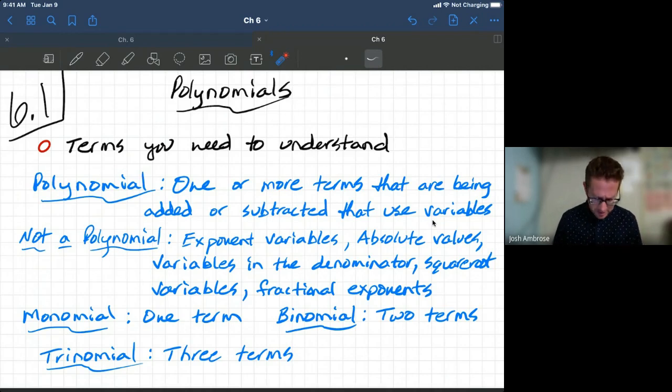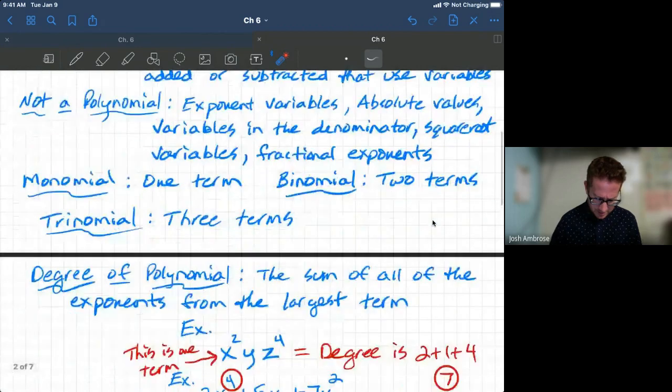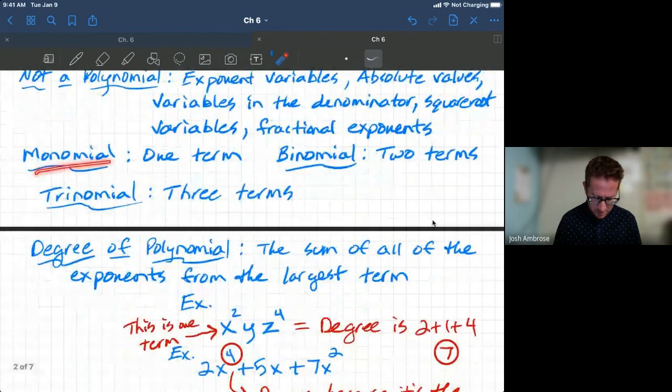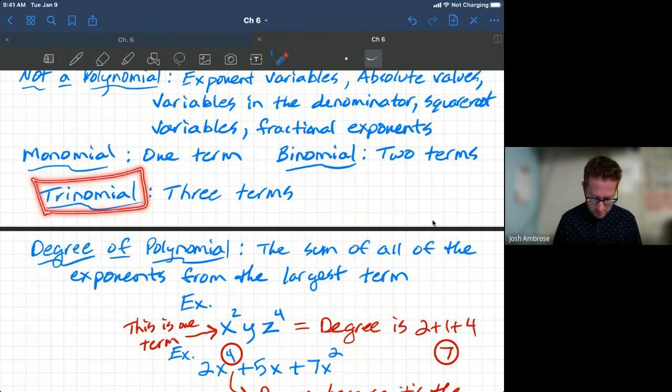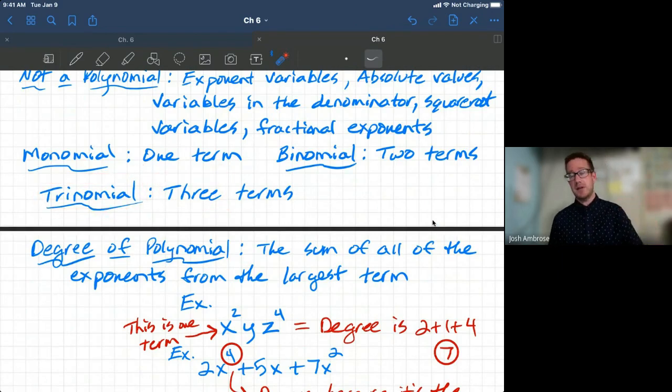Some other ones, these are real basic when it comes to a monomial: that is one term. A binomial is 2 terms, and a trinomial is 3 terms. In the video and in class, you're going to hear me use those phrases: polynomial, monomial, binomial, trinomial. You need to know what all those are, because I'm just going to keep flowing through the lecture, and you have to understand that.